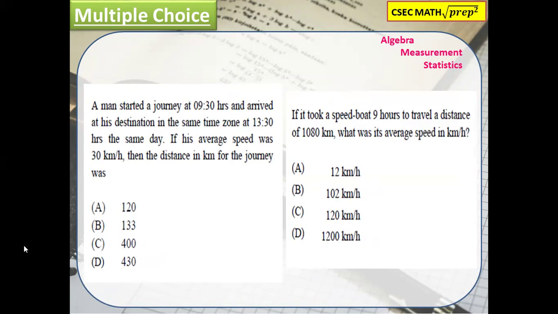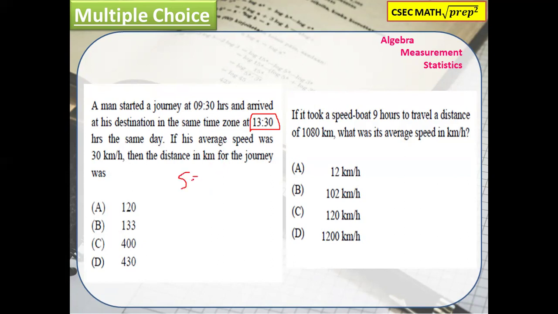Moving on to another part of measurement still. This part now is speed distance. A man started a journey at 9:30 hours, right? That's in the morning, and arrived at his destination, the same time zone, at 1:30. This is in the 24-hour time. So from 9:30 to 1:30 is how many hours? 10:30, 11:30, 12:30, 1:30. That's 4 hours.